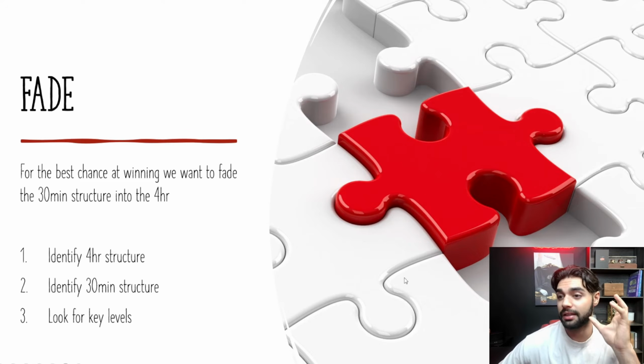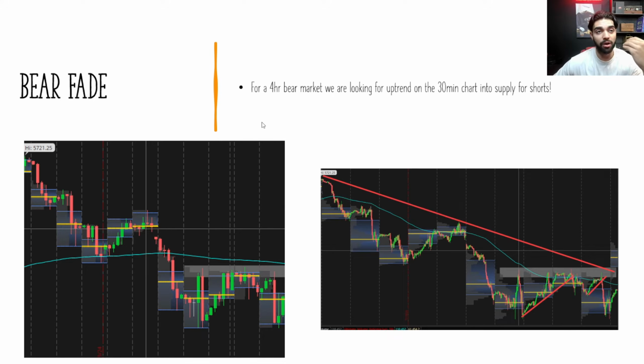Now, this is key in my strategy. I'm looking to fade the 30-minute structure into the 4-hour time frame structure for the best possibility of winning. Identify the 4-hour structure, identify the 30-minute structure, then you look for key levels. What a bear fade is, and I probably coined this term, is I'm looking for a 4-hour bear market, then I'm looking for any sort of uptrend on the 30-minute chart into a supply for shorts. Or on the other hand, we can go for any breaks and retests of demand. We'll talk about that in a little bit too.